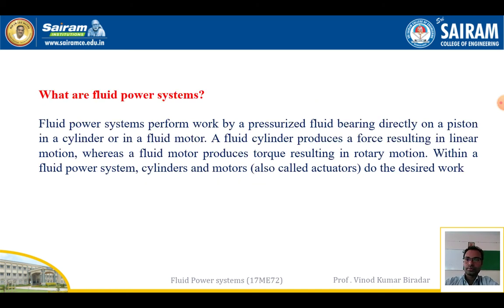Next, what is a fluid power system? A fluid power system performs work using pressurized fluid bearing directly on a piston in a cylinder or in a motor. A fluid cylinder produces a force resulting in linear motion, whereas a fluid motor produces a torque resulting in rotary motion. You will understand this better while solving problems. A fluid cylinder produces linear motion, and a fluid motor produces rotary motion within the fluid power system.